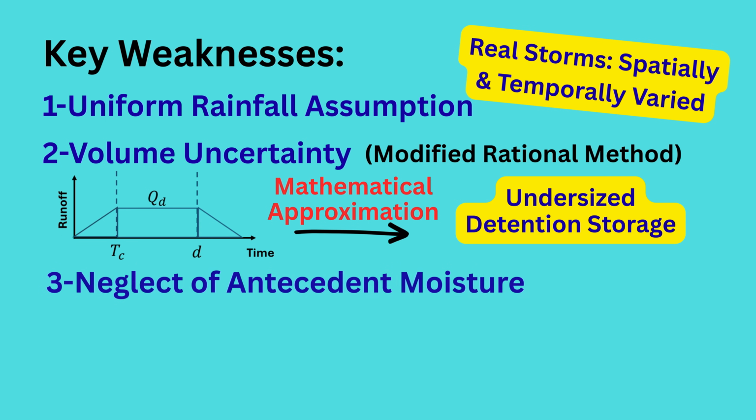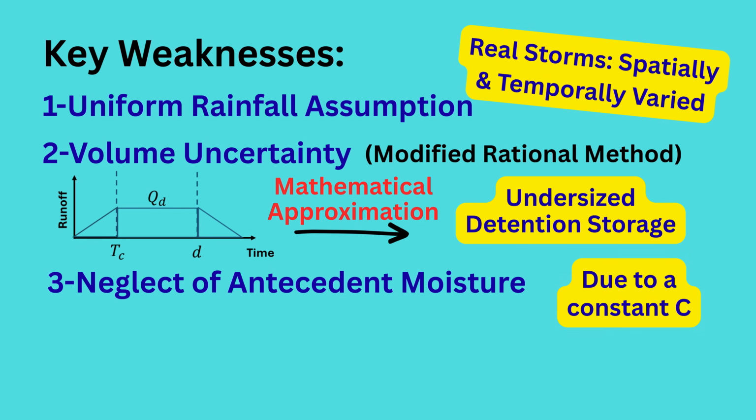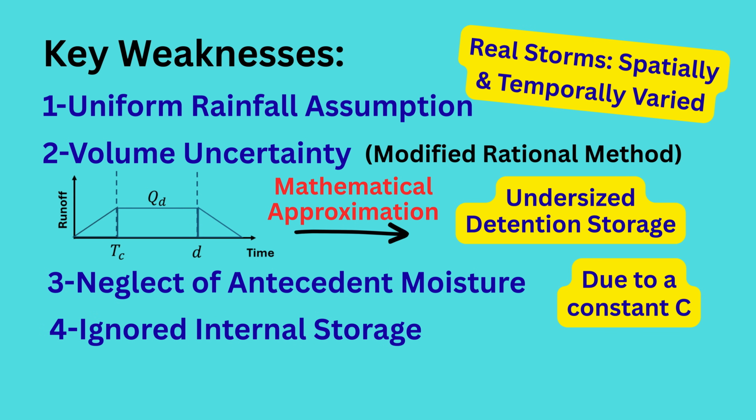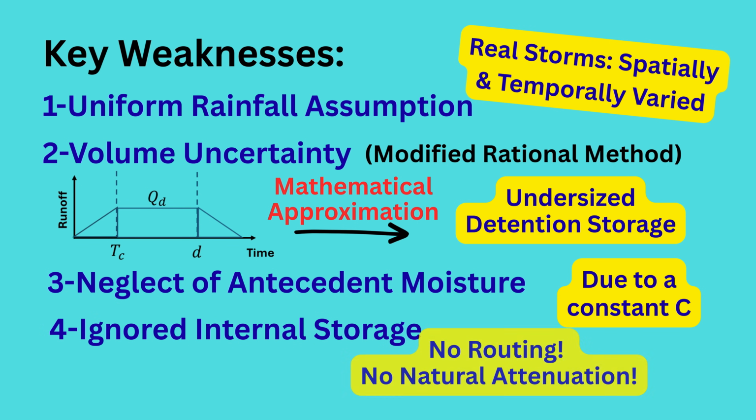Third is the neglect of the antecedent moisture. Both methods assume a constant runoff coefficient, ignoring soil wetness effects. Finally, ignored internal storage. Natural attenuation within the watershed is not explicitly represented.